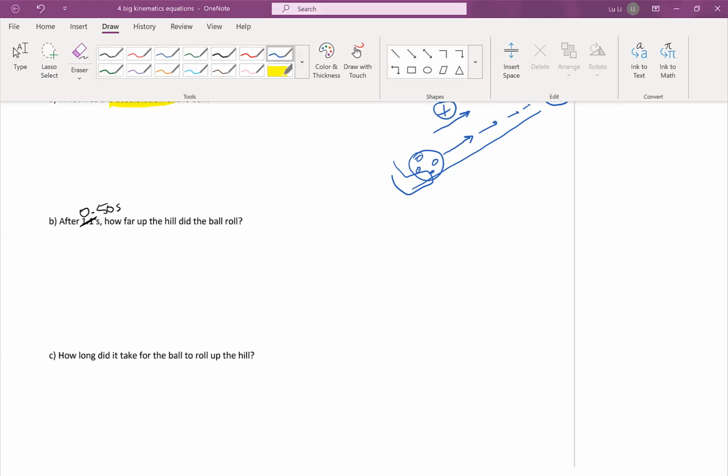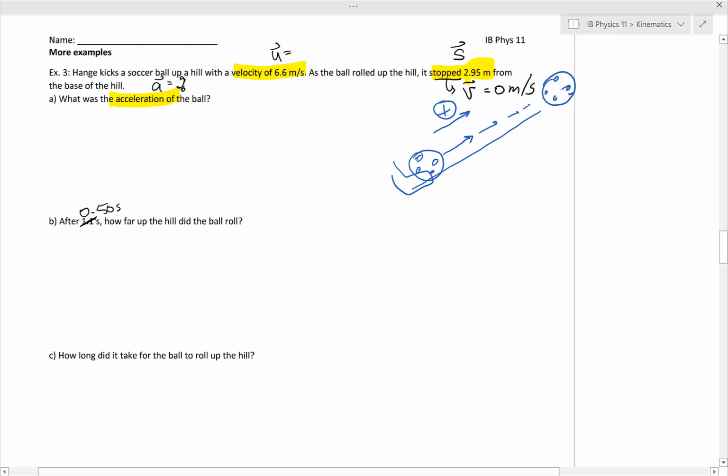We are going to write down what we know and what we don't know. We do know the initial velocity here is 6.6 meters per second. We know the final velocity here is 0 meters per second. We know that the total displacement of the ball up the hill is 2.95 meters. And what we need to find is the acceleration.